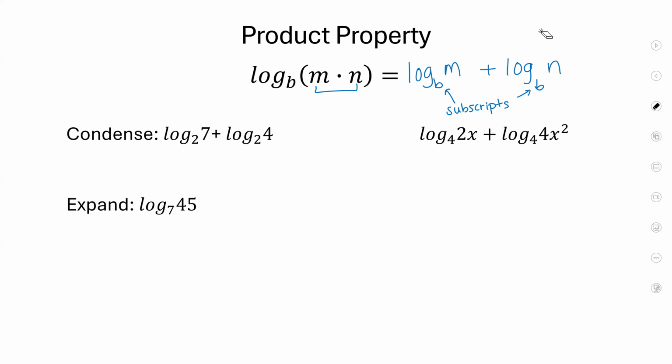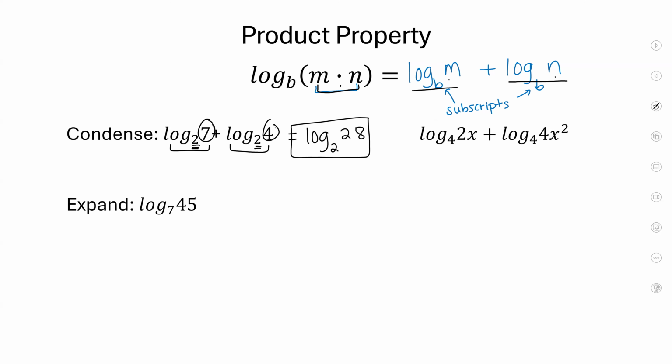Okay, so let's use this rule. If I have this right here, the bases are the same. They're both 2s. So we can multiply these, right? You have 2 different things with the same base. Multiply them together. You have an m over here and n over here. Multiply them. That's what this rule is saying. So I'm going to say log base 2, and I'll do 7 times 4, which is 28.